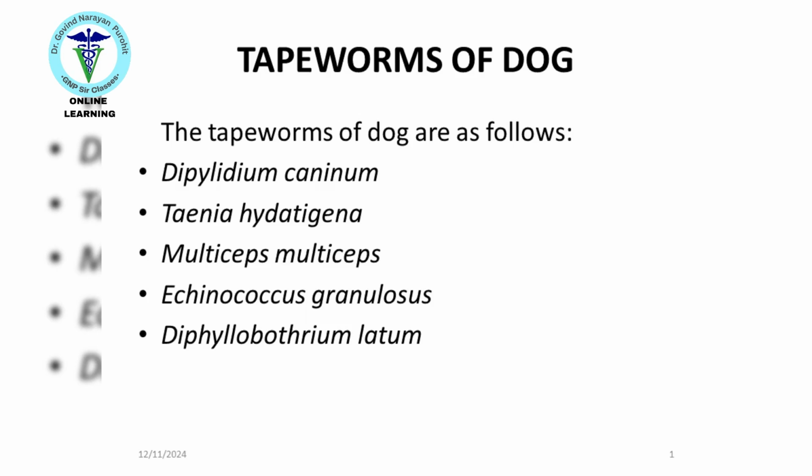Dogs can be infected by several types of tapeworms, including Dipylidium caninum, Taenia hydatigena, Taenia multiceps, Echinococcus granulosus, and Diphyllobothrium latum.